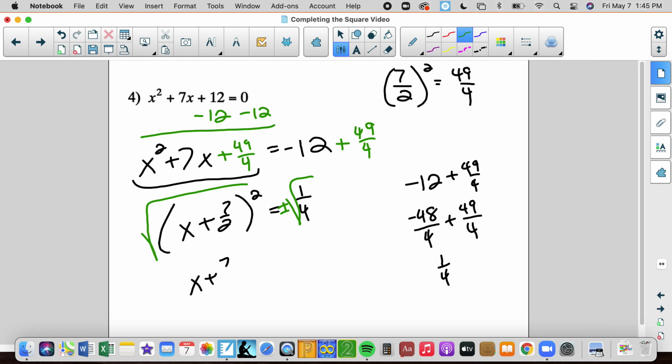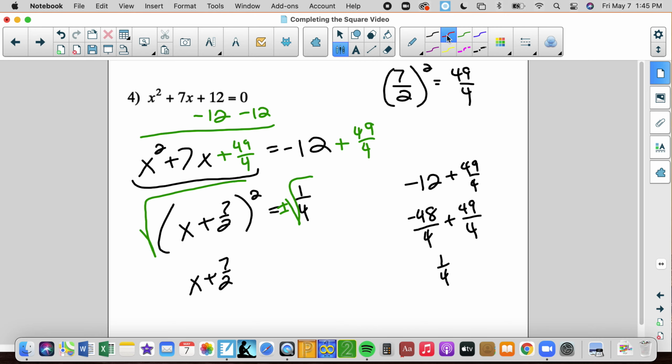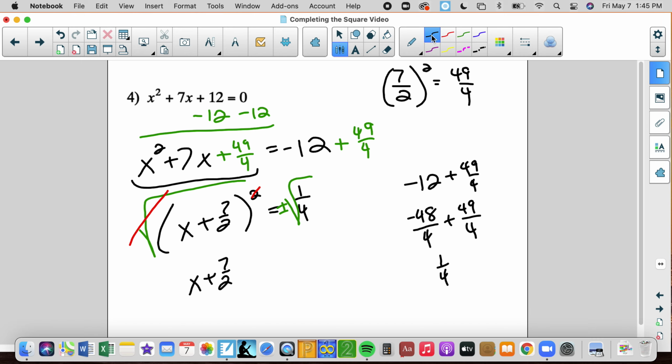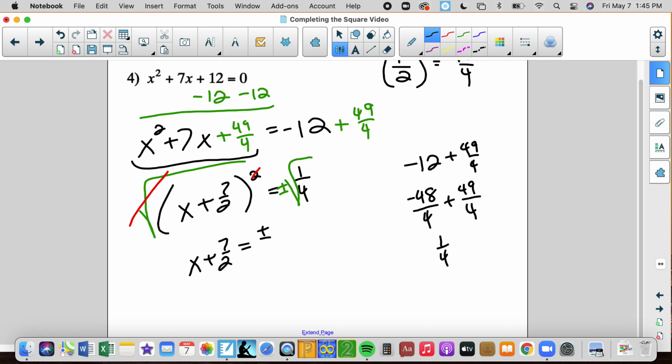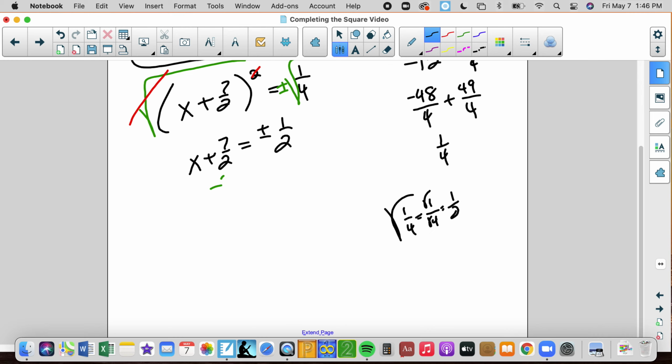You get x plus 7 halves. This also shouldn't be intimidating because that radical is just going to cancel with the square. That's why we did it that way. We love that technique. It makes it easy. And then plus or minus the square root of 1 over 4. So the square root of 1/4, square root of 1 over the square root of 4. Square root of 1 is 1, square root of 4 is 2. Let's move that down. So we get plus or minus 1/2. Let's subtract 7 halves. Let's isolate the variable x. You get x equals negative 7 halves plus or minus 1 over 2.